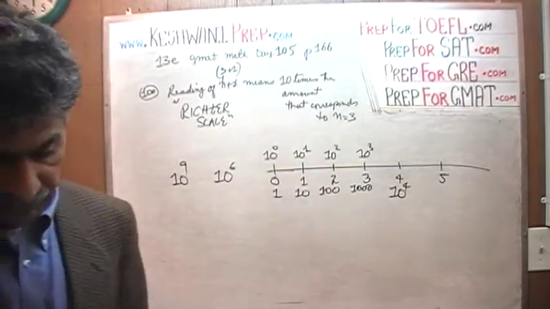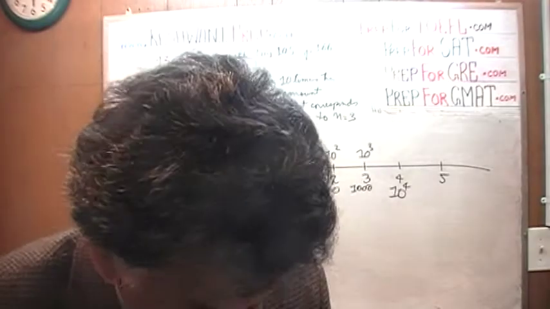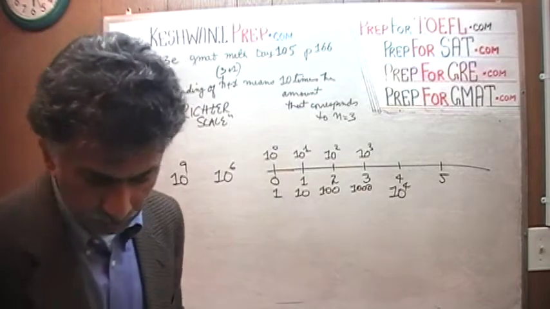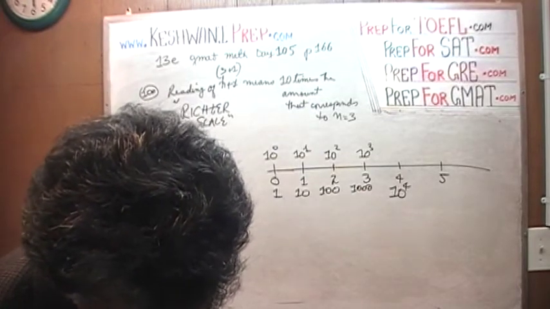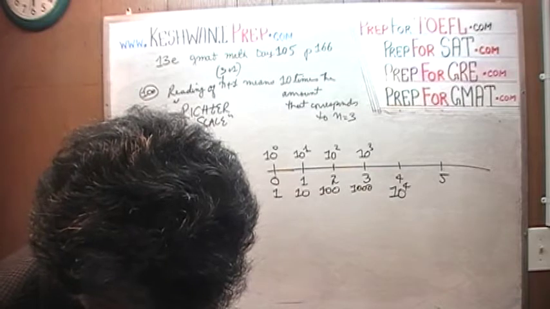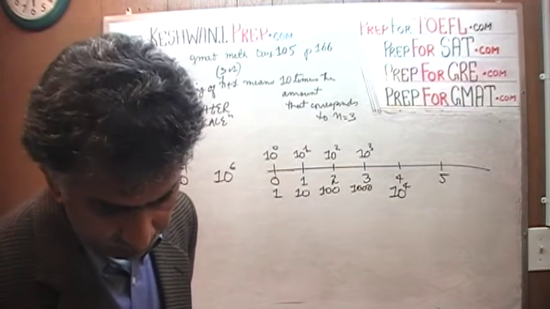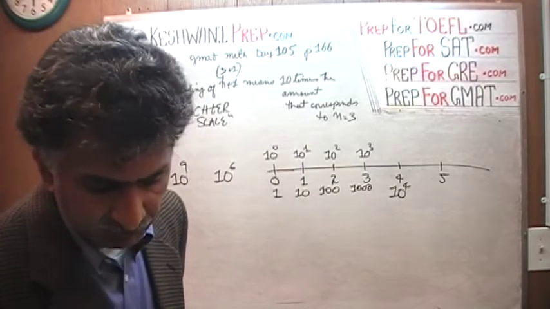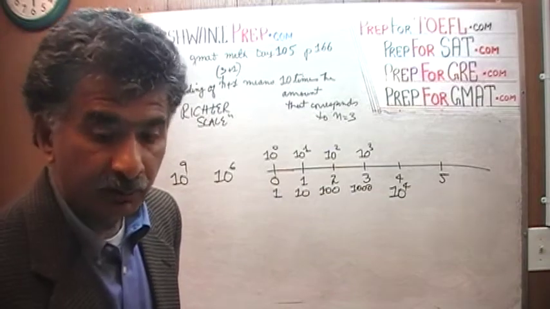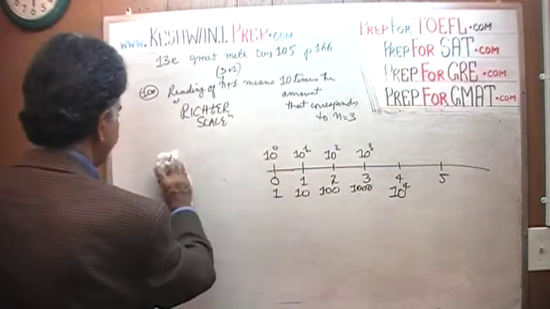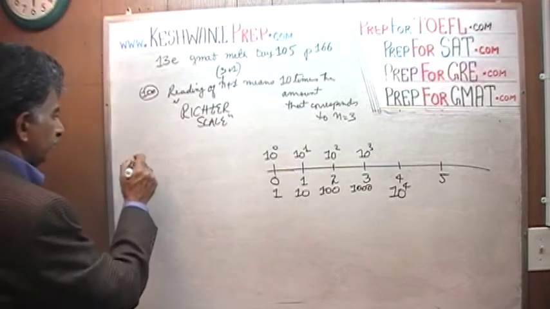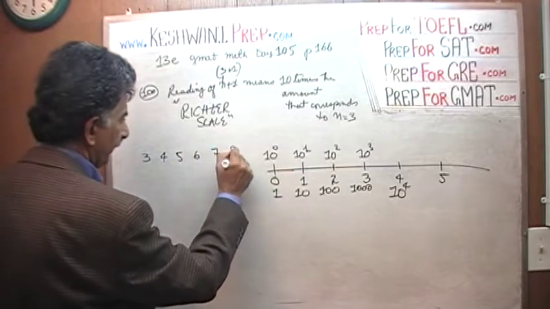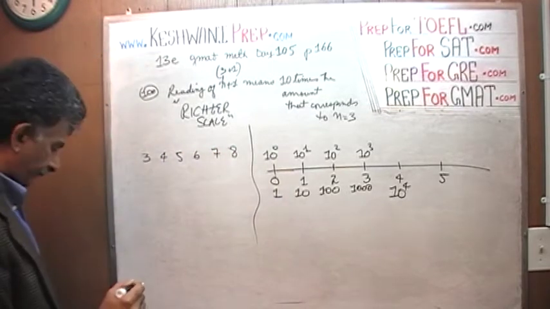The question is a very simple question. Let's see how they phrase it. On that scale, the intensity that corresponds to the reading of 8 is how many times as great as the intensity that corresponds to the reading of 3. Well, let's find out. We're going to start with 3 here: 3, 4, 5, 6, 7, and 8.